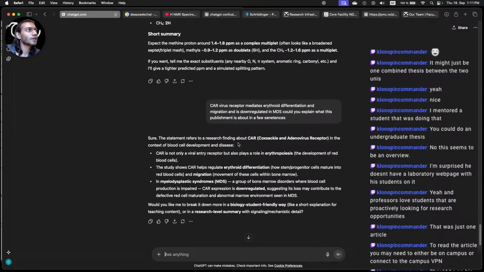Statement refers to a research finding about CAR, Coxsackie. The name is pretty. Coxsackie and adenovirus receptor. In the context of blood cell development and disease, CAR is not only a vital entry receptor but also plays a role in erythropoiesis, the development of red blood cells. The study shows CAR helps regulate erythroid differentiation, how stem progenitor cells mature into red blood cells, and migration, movement of these cells within bone marrow.